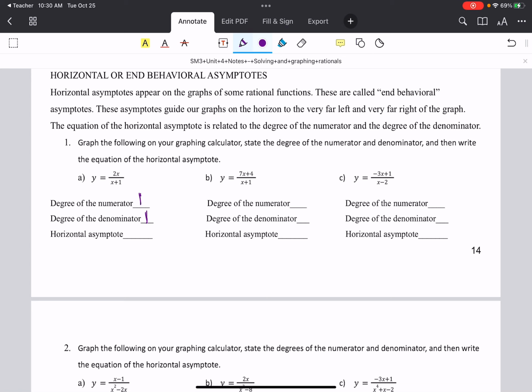Start using your left and right arrows. I clicked trace and I'm going to go to the right. It looks like my y is getting very close to what number? Round up. 2, good job. Your horizontal asymptote was 2. Y equals 2.